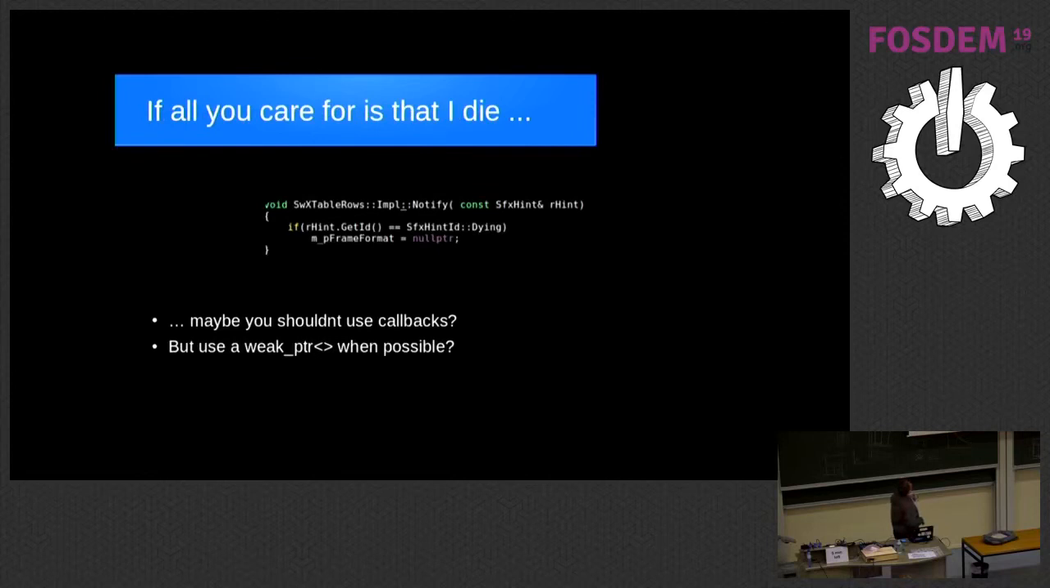Then I found a lot of things doing this, where the listener just listens to the observable to find out if it dies. And one question I want to ask the audience, and I'd like to discuss with other Writer hackers, is if we should, in those cases, maybe just use a weak pointer, the shared pointer, instead of using all this crappy observer pattern. And yeah, that's essentially the one question.